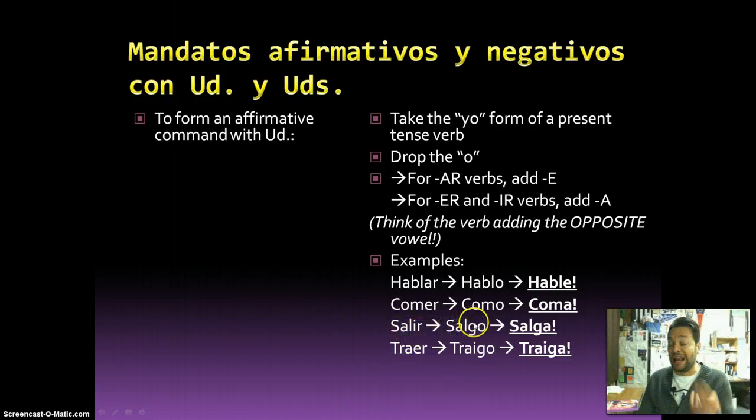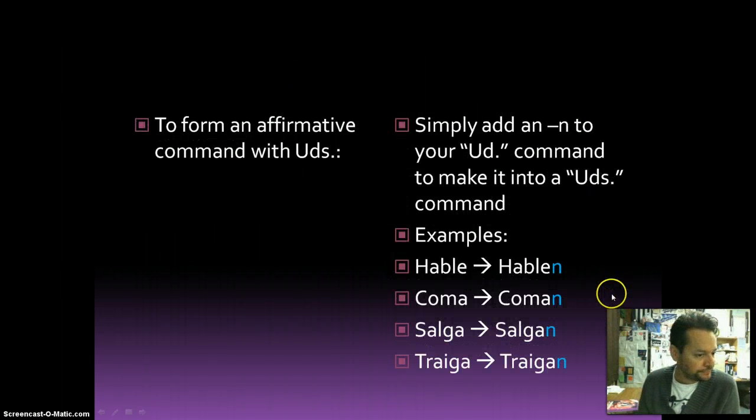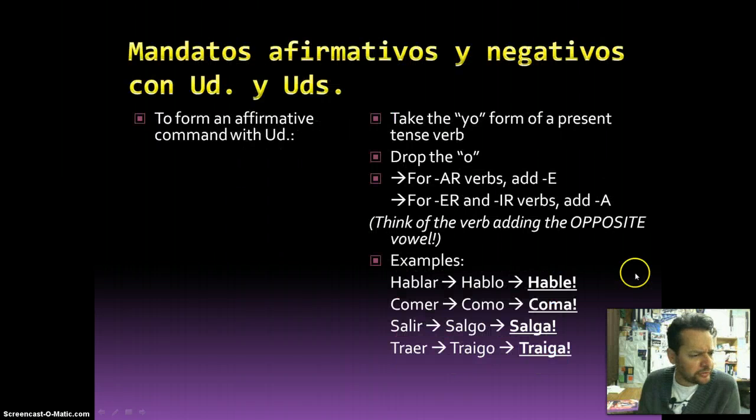Salir turns into salgo. And then we get rid of the O, put an A in its place because it's an IR ending verb, infinitive. Salga. And then finally, traer is your ER ending infinitive. Traigo, and then we get rid of the O, put an A in its place, traiga. All right? So that is your affirmative usted command, talking to grandma or somebody like that.